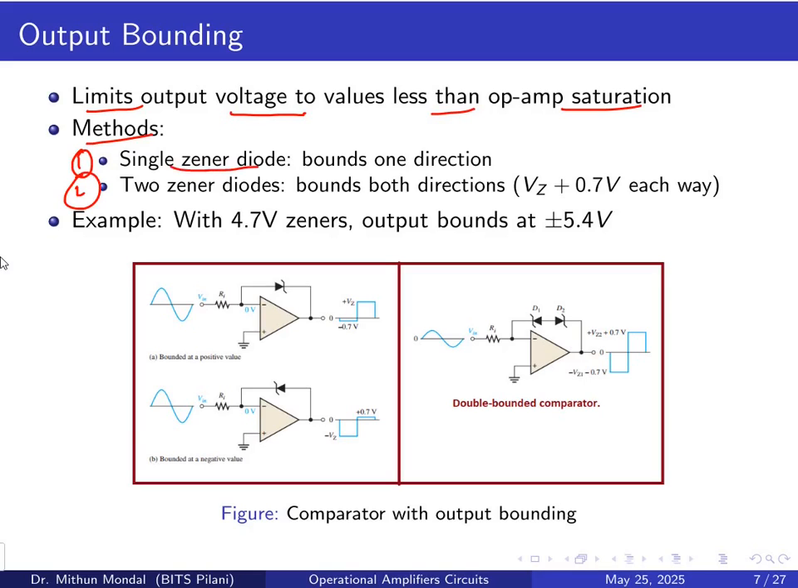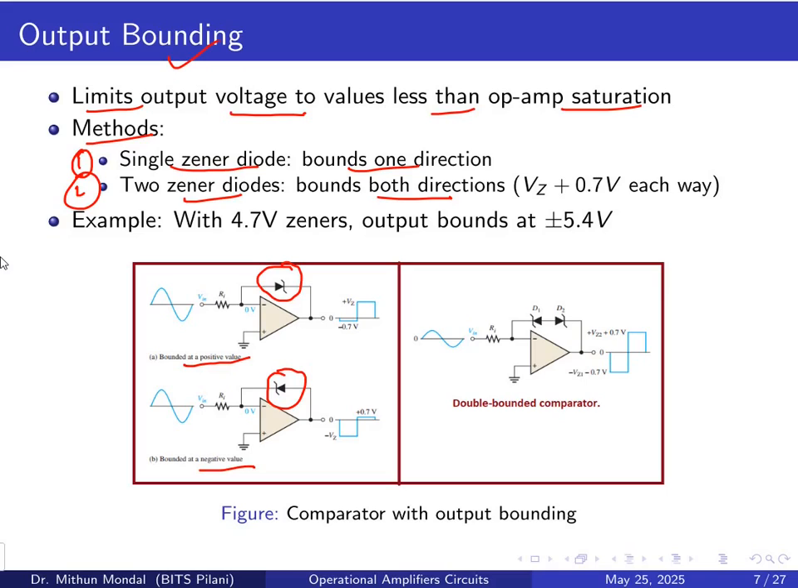Either we can have a single linear diode which is connected and it will bound in one direction, or two linear diodes will bound in both directions. So let us see the circuit we have. This is the bounding which is formed. A linear diode is connected between the input and the output terminal. The linear diode may be connected in two different ways. In the first one the linear diode is bounded at the positive value, the other one is bounded at the negative value.